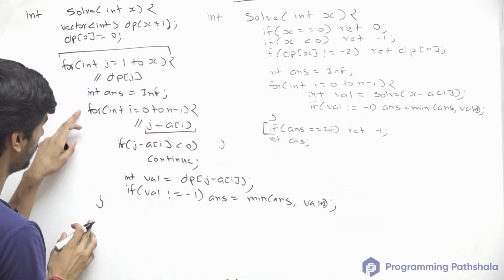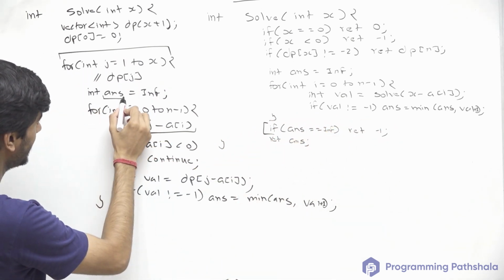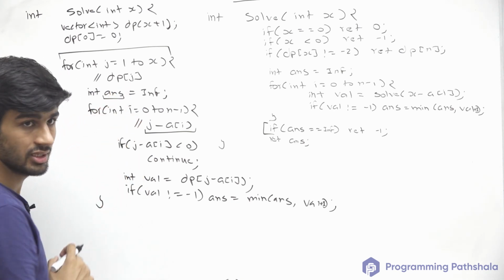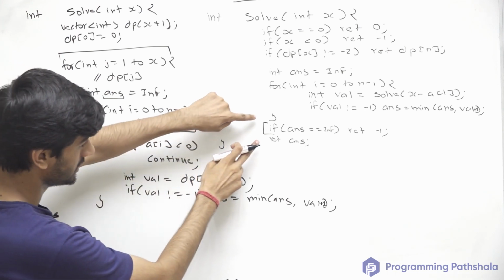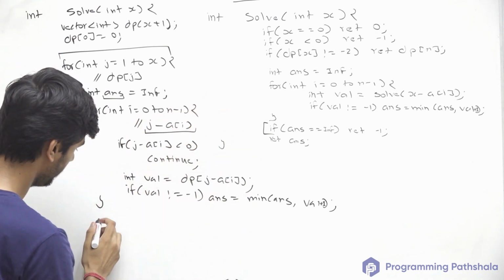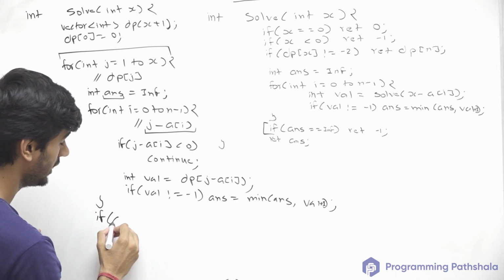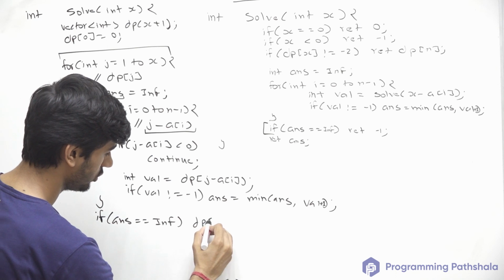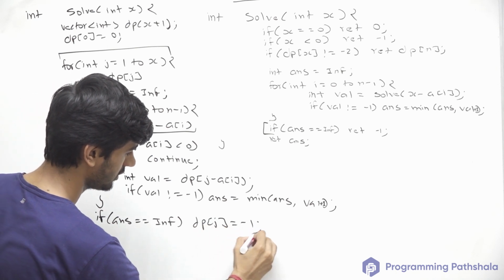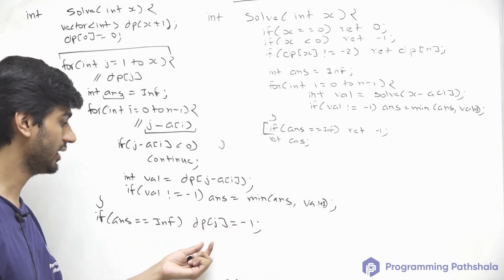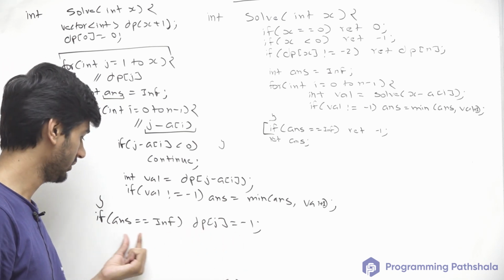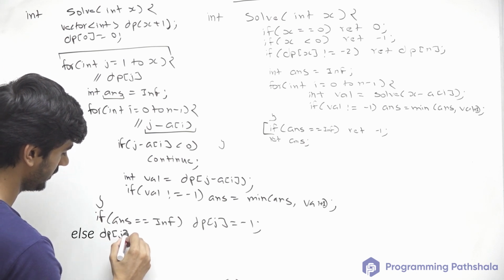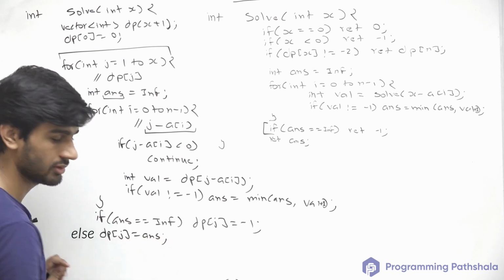Okay. After this for loop, we will be sure that this variable ans contains the minimum number of coins that are required to get a sum of j, right? And just like we had this check, we will also have this check here, right? If ans is equal to infinity, in that case dp of j should be equal to -1, because it is impossible to get a sum of j if answer is equal to infinity. Otherwise dp of j will be equal to ans, right?